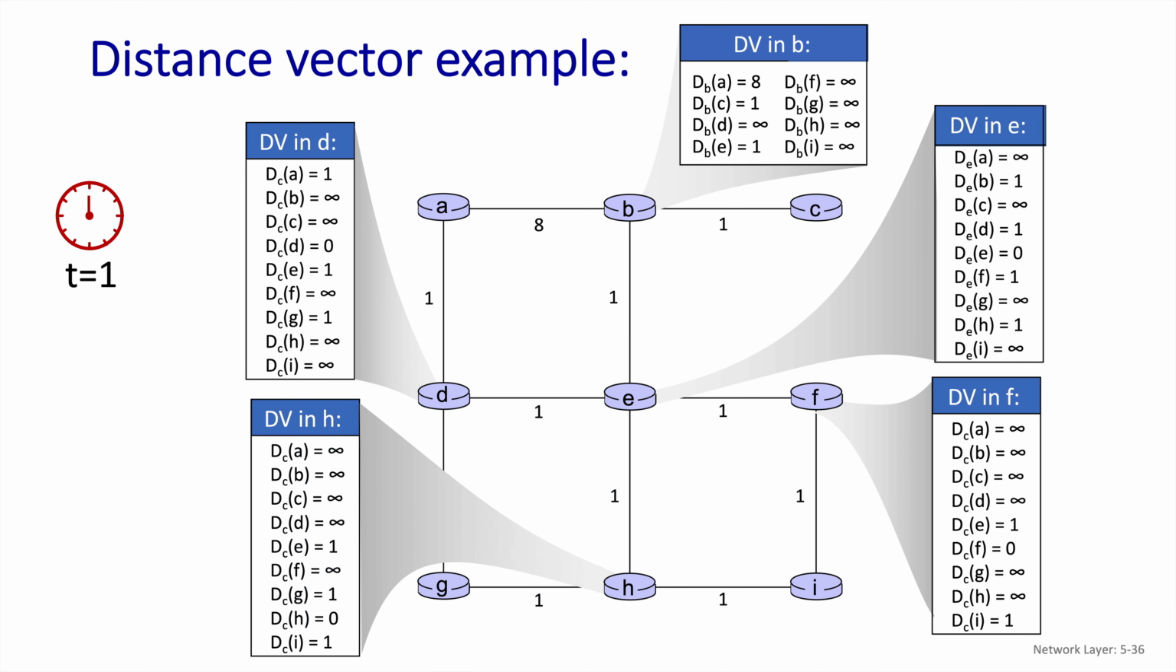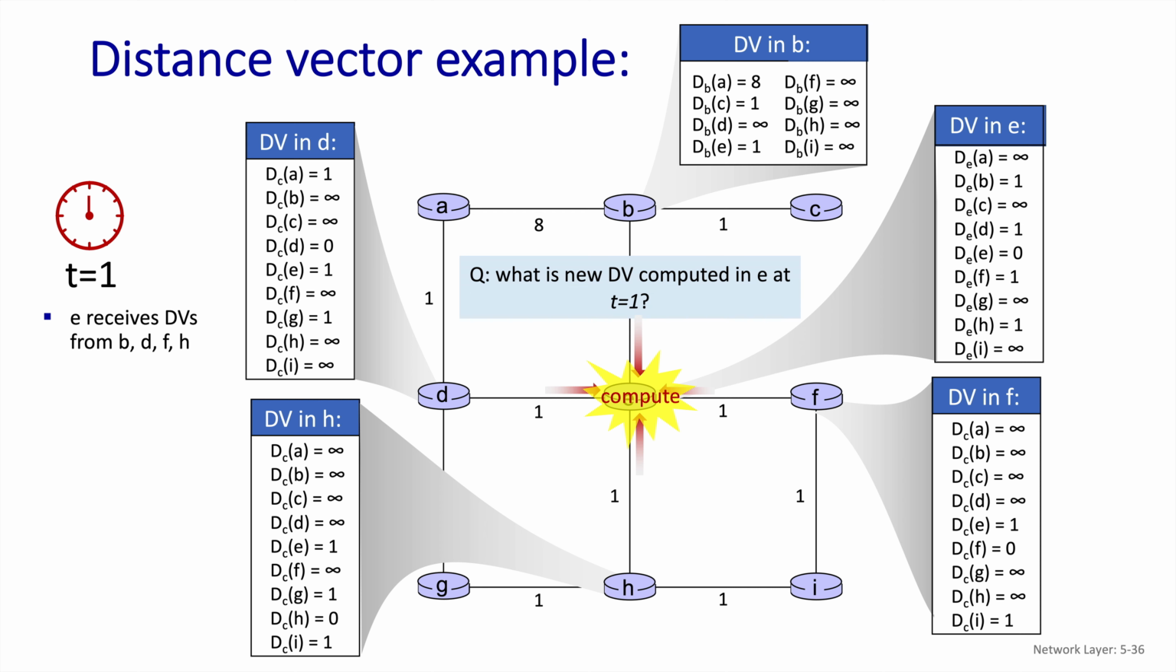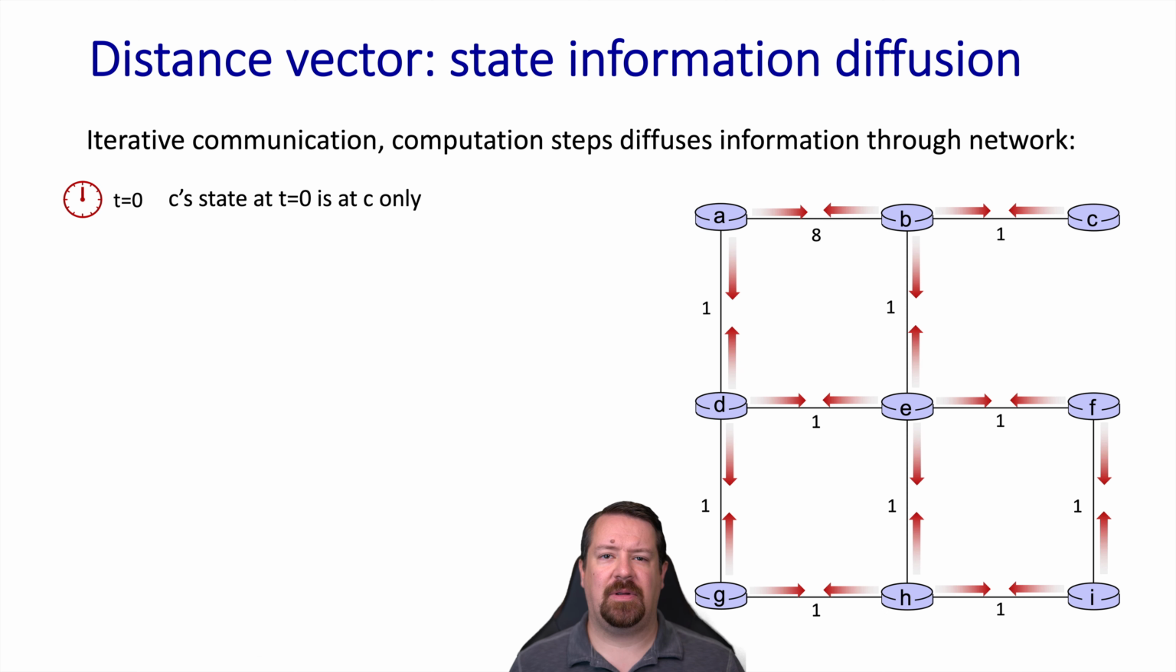And we could continue on through the rest of the nodes in the network, computing their second round of distance vectors. E likewise receives distance vectors from all of its neighbors. It will go through those costs and add 1 to each because E's cost to each of its neighbors is 1, and so on. From a high level, we can see that this iterative communication process gradually diffuses routing information through the network. And we can quantify this.